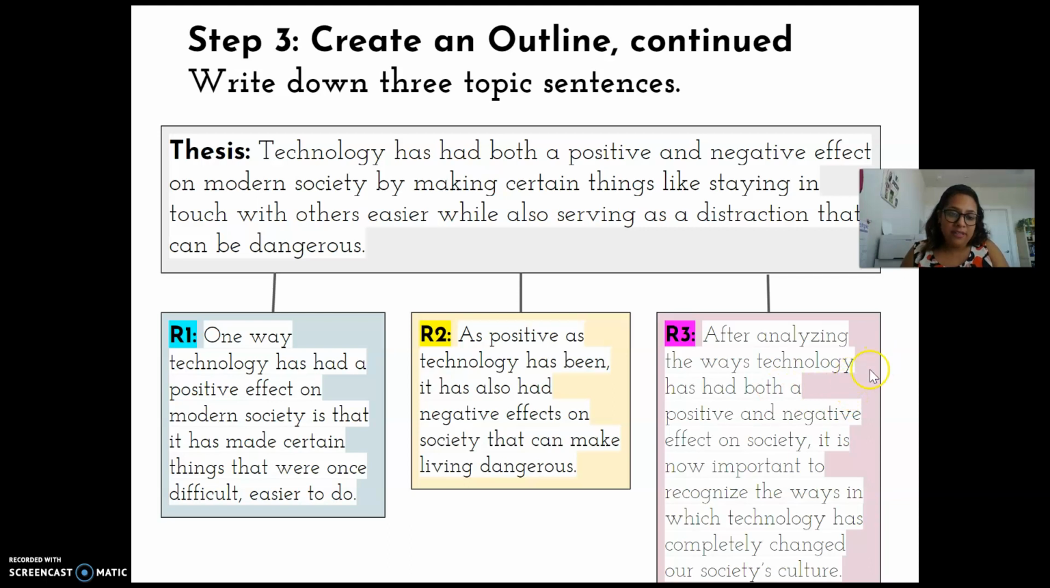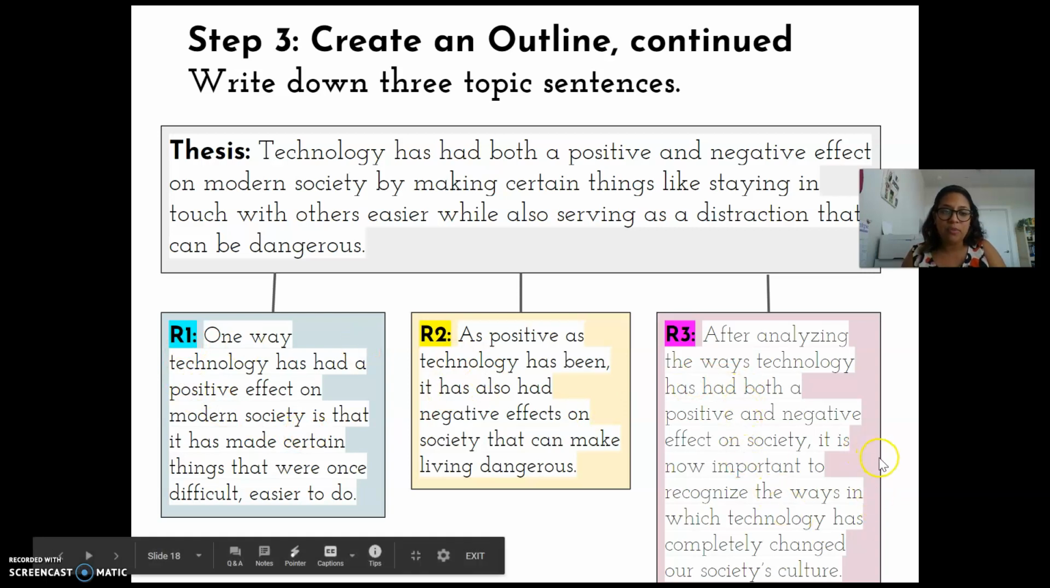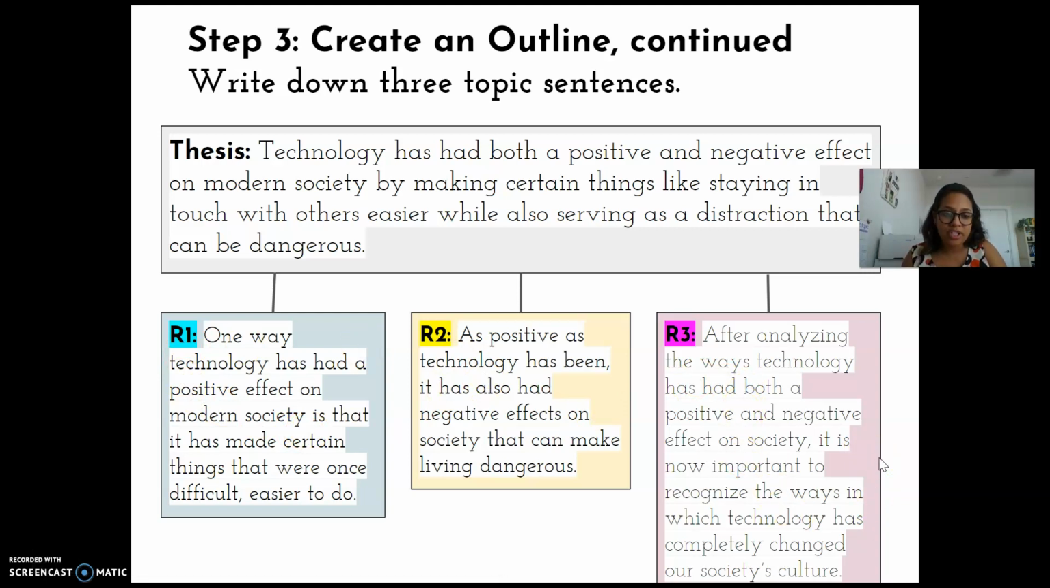And then my third reason. After analyzing the ways technology has had both a positive and negative effect on society, it is now important to recognize the ways in which technology has completely changed our society's culture. Notice again how I'm referring back to the previous 2 body paragraphs, and then I'm moving into what this third paragraph will be about, which is how technology has changed society's culture.